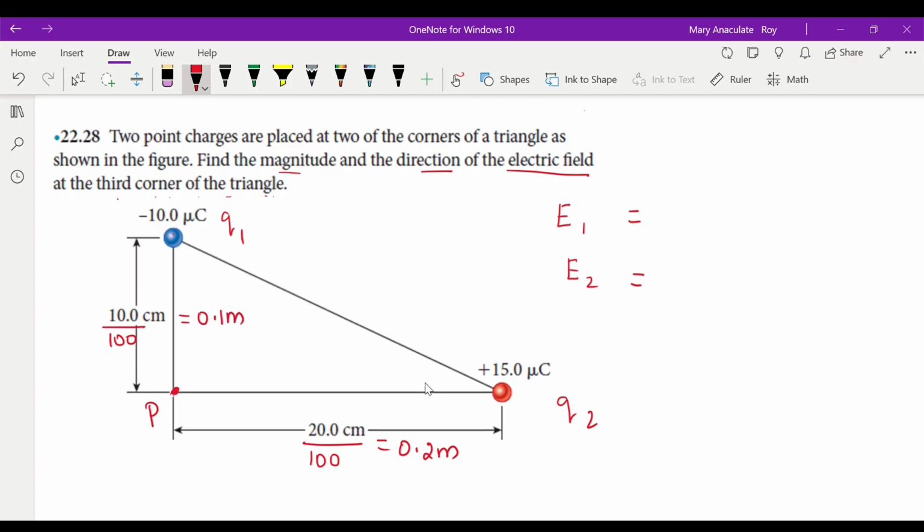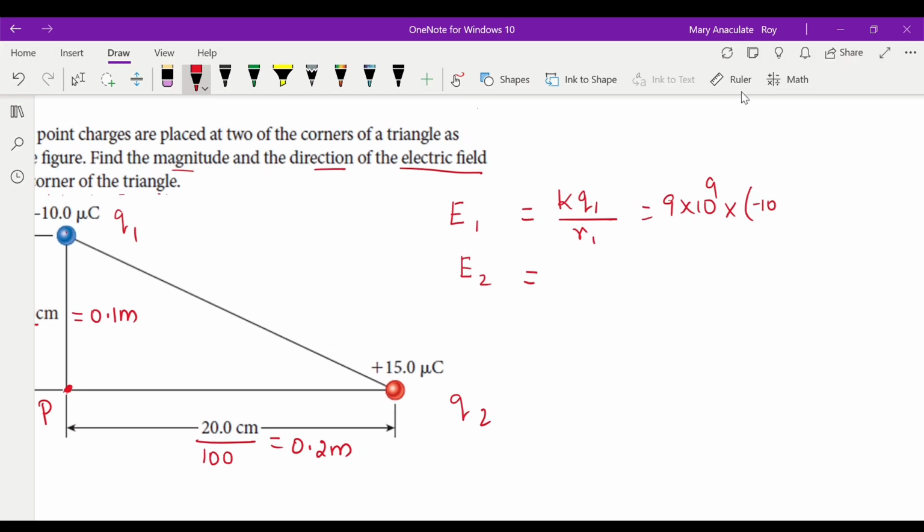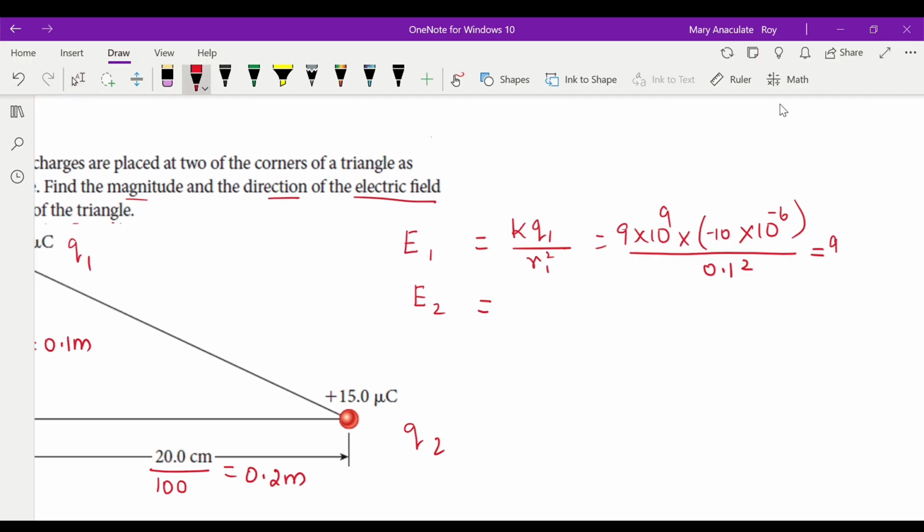Okay, so E1 is K Q1 over R1 square, equals 9 times 10 to the power of 9 times the charge Q1, which is negative 10 times 10 to the power of negative 6, over 0.1 square, and this should give you 9 times 10 to the power of 6 Newton per coulomb.